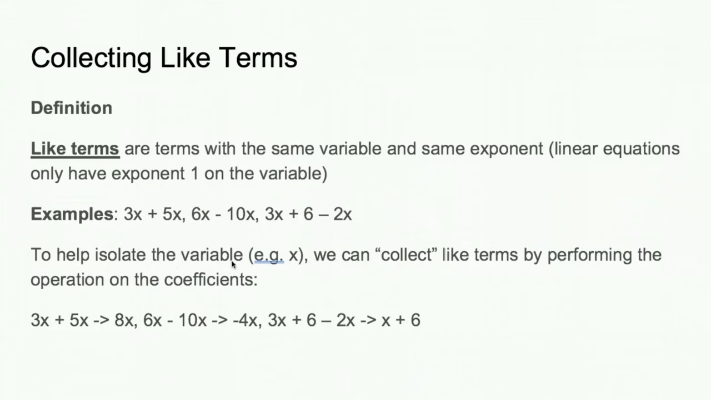So to help isolate the variable x, we can collect the like terms by performing the operation on the coefficients. So looking at the examples again, in 3x plus 5x, we can collect the like terms to get 8x. Because 3 things plus 5 things, we get 8 things. Similarly, in 6x minus 10x, we can rewrite that as minus 4x by collecting the like terms. In 3x plus 6 minus 2x, here we remember that 3x and minus 2x are like terms, but 6 is not a like term. So we combine only the like terms. 3x minus 2x, we get 1x, x, plus 6.